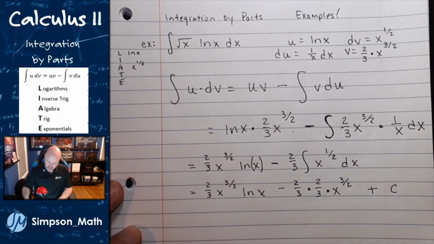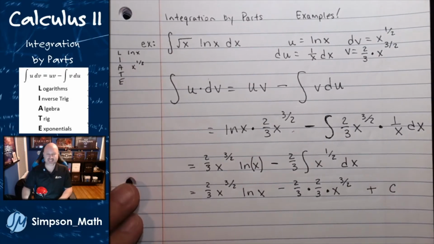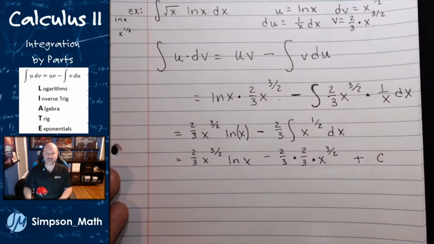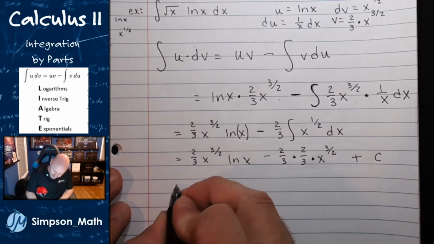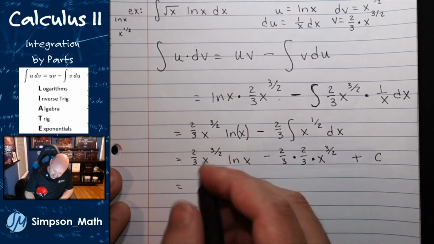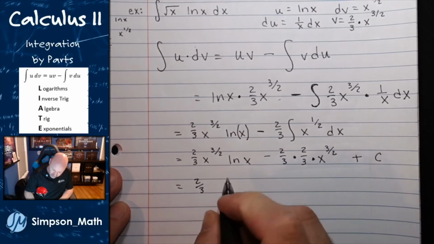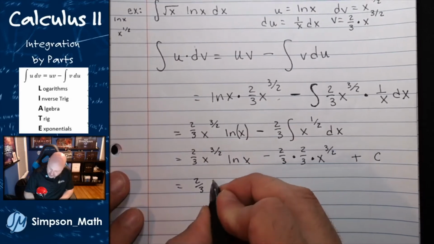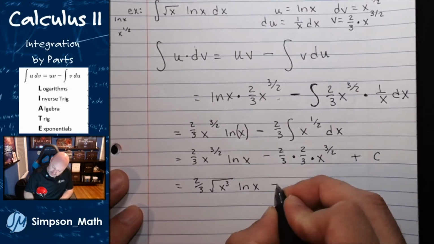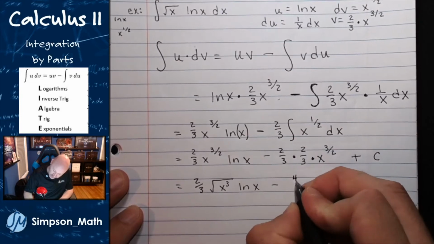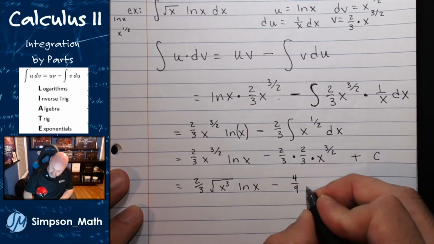And I'm just going to now clean this up. Simplifying these integrals is always just what you think looks pretty. I guess I could call that 2/3 square root of x cubed natural log x minus 4/9 square root of x to the 3rd power.